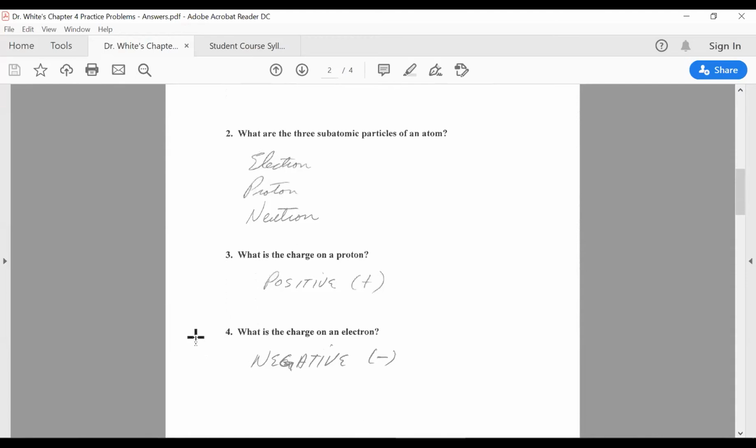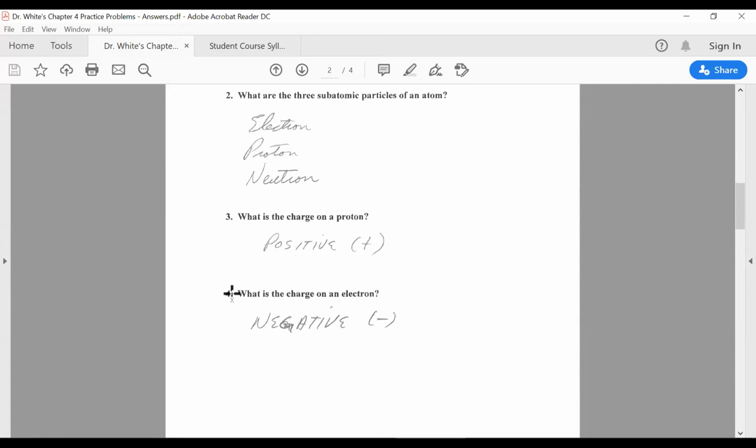All right, let's continue. Something you really, really should know. What are the 3 subatomic particles of an atom? And they are the electron, proton, and neutron. Again, electron, proton, neutron. Now, what charge is on a proton? It's got a positive charge. What charge is on an electron? It has a negative charge.